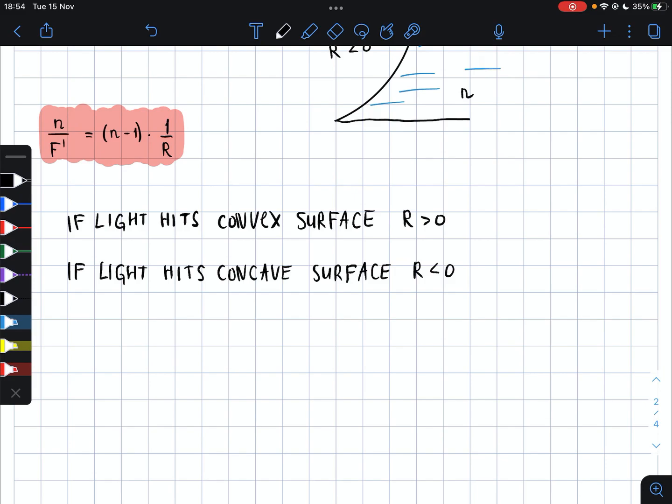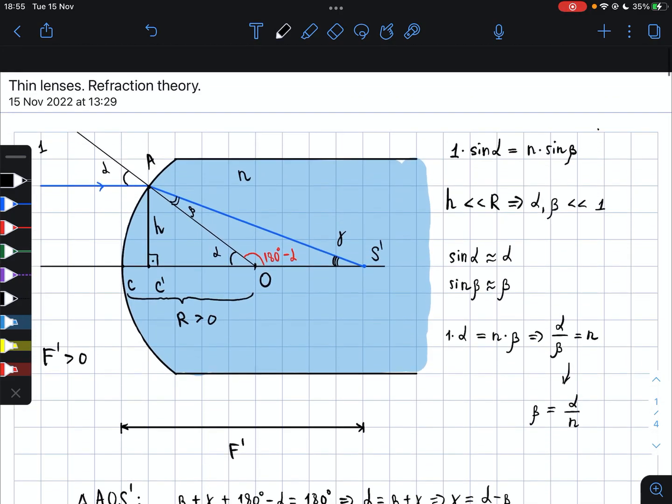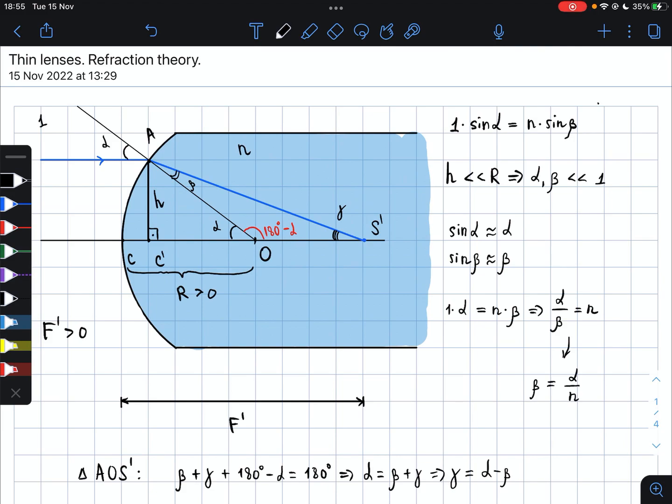What will happen if I put a negative number here? My f prime will be negative. So because of that, in the first case f prime will be more than 0. In the second case, f prime will be less than 0. When light hits a convex surface, f prime is bigger than 0, and the radius of the curvature R is also bigger than 0.